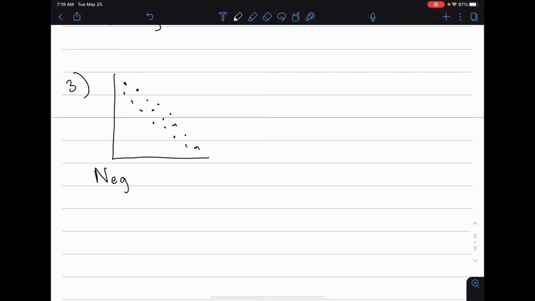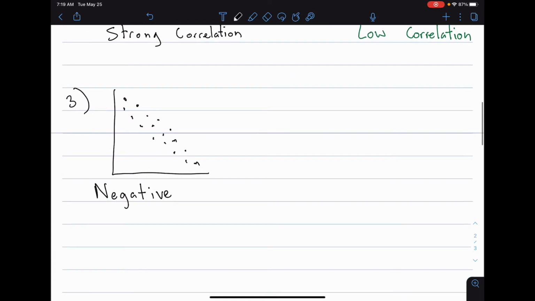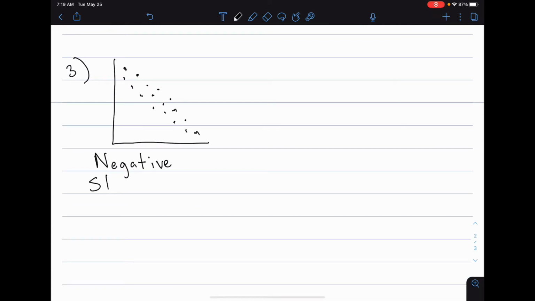Number 3. I have a negative. This is negative. And this is a strong correlation. Negative strong correlation. Es negativo.